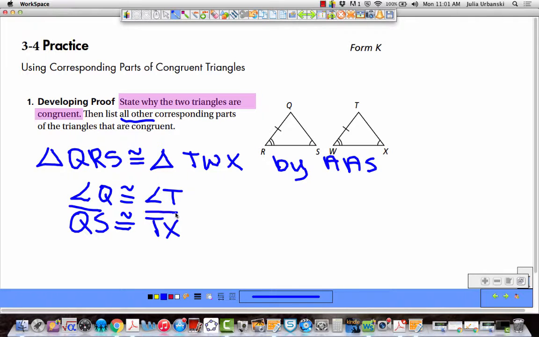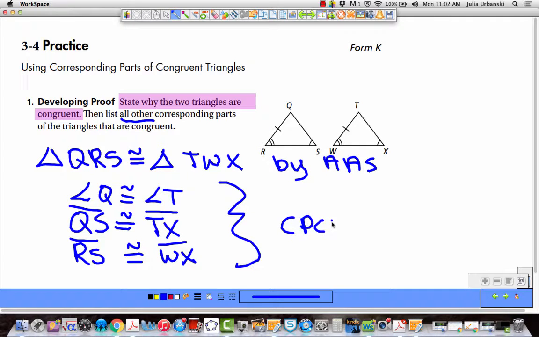And lastly, what's another piece that hasn't been told yet? Side RS? Good. So they're asking you to find the other parts. 3 parts are given to you, and we find the other parts. All of this, let me try to give you as many hints as I can. Whenever you know that triangles are congruent, your next step is almost always, especially for this chapter, going to be CPCTC. All these corresponding parts of these congruent triangles are also congruent. Parts go together.